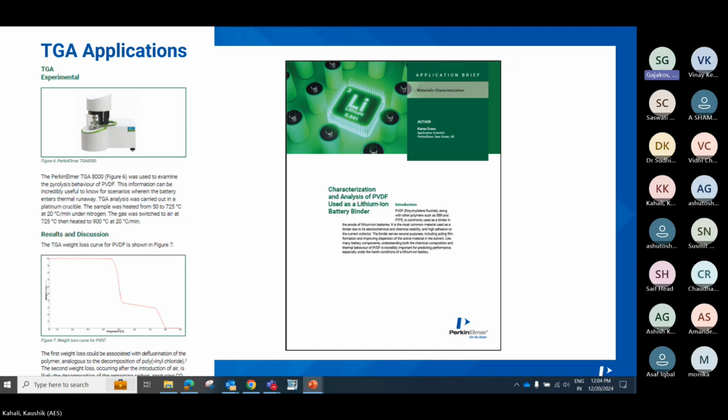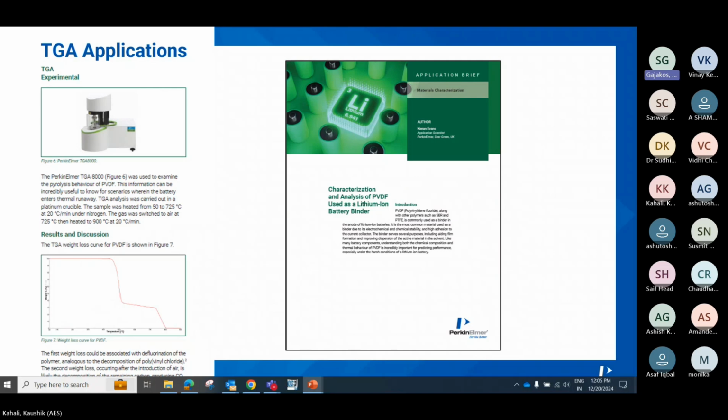So here again, we are changing the environment of the sample analysis from inert to oxidative. We are changing from nitrogen to oxygen. Okay. And the second decomposition we are seeing in this thermogram is likely to be from the remaining carbon, and it is showing that after it is getting decomposed, the carbon dioxide is released.